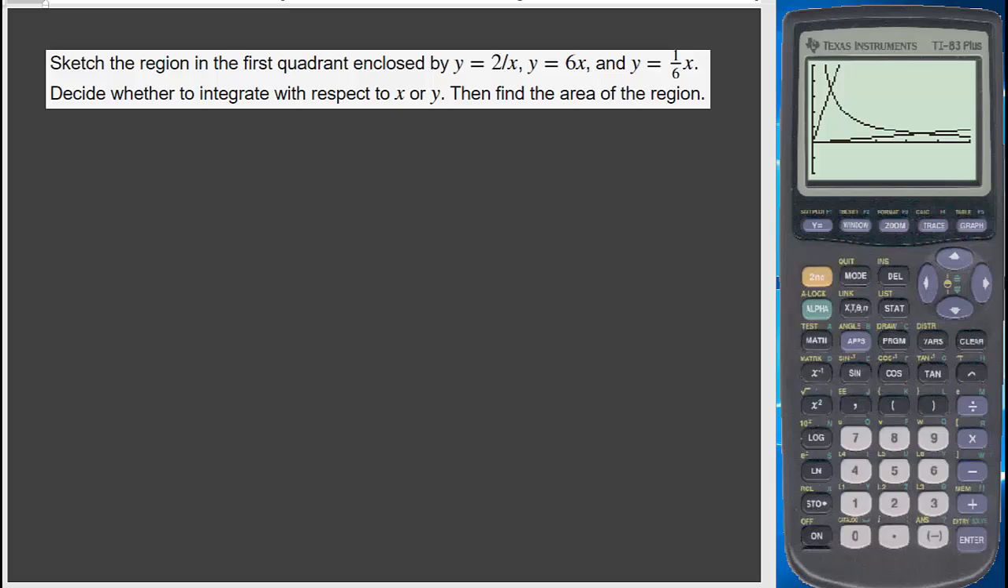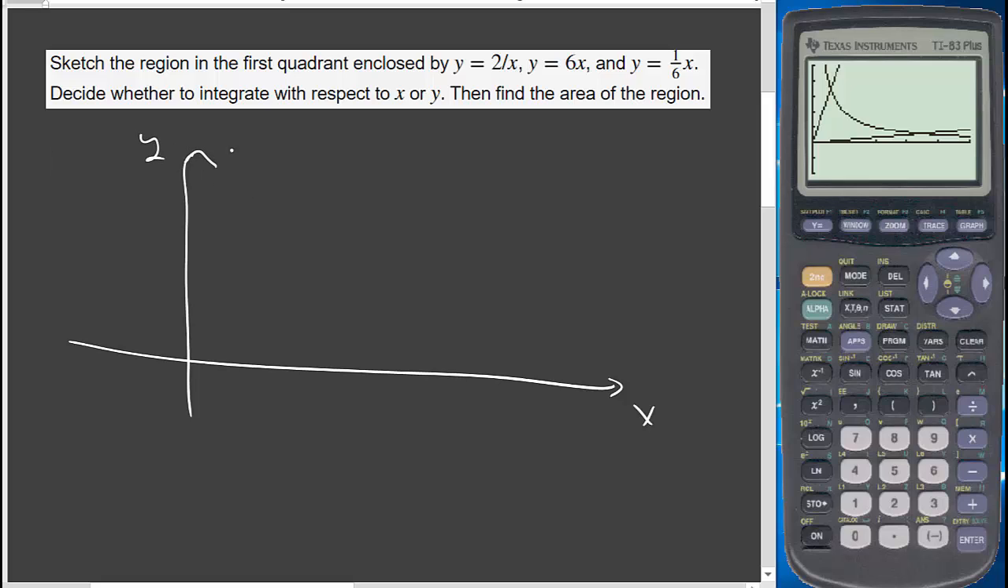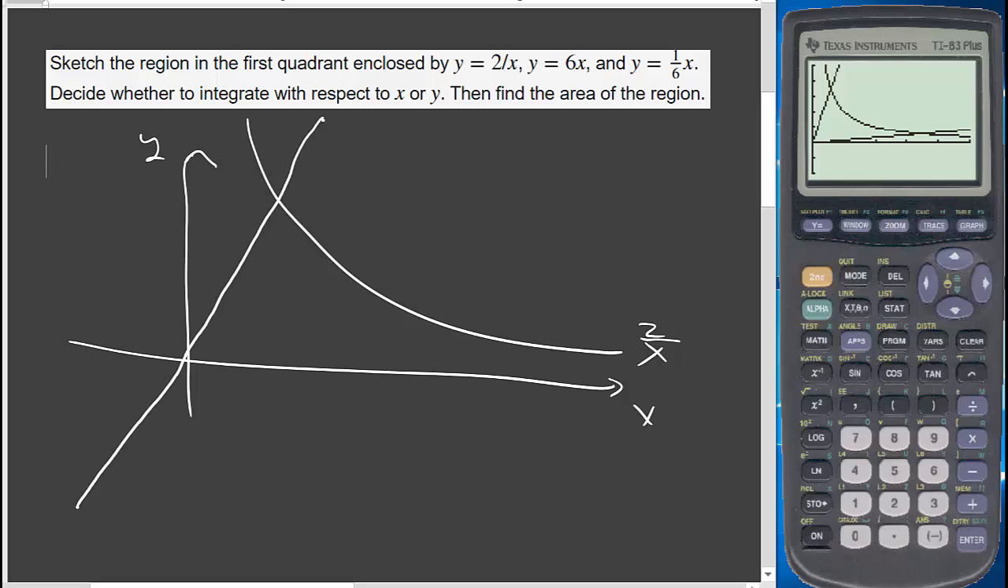So now we need to decide if we're going to be integrating with respect to x or with respect to y. So we want to know how many regions we'll have in each case. So let's just sketch the graph over here and look at it. So this is the 2 over x graph, and then y equals 6x will be a relatively steep straight line, and then y equals 1/6 x will be a straight line that's less steep.